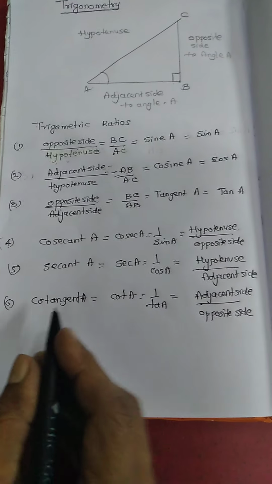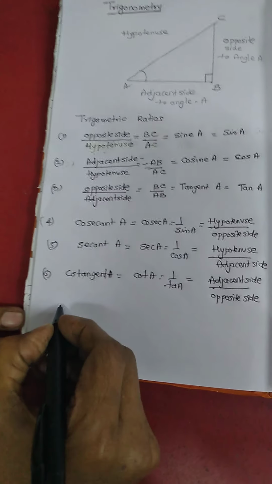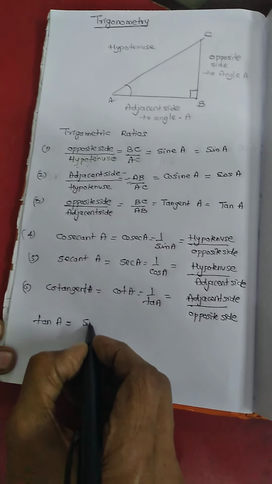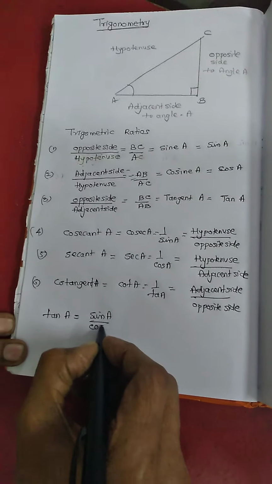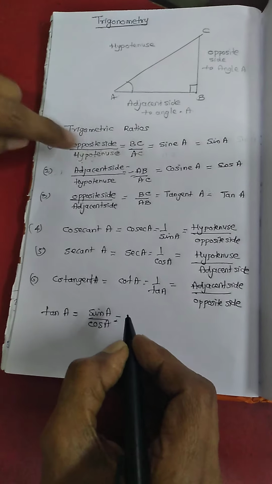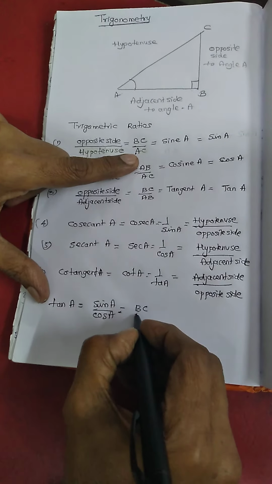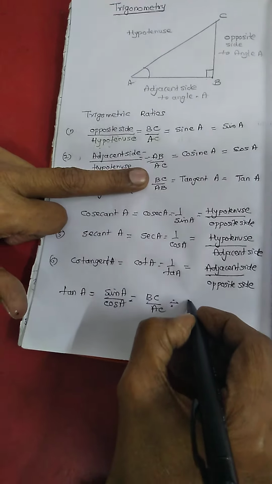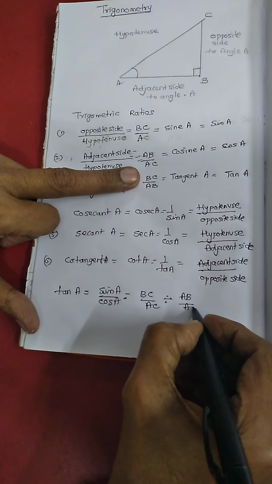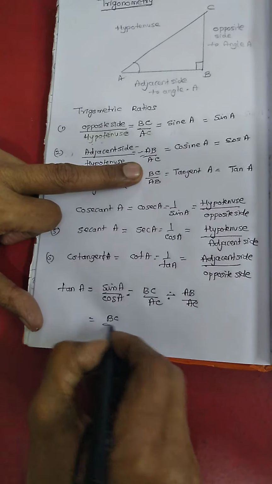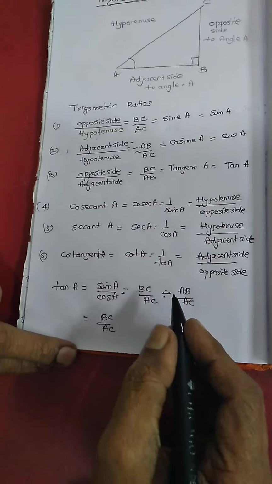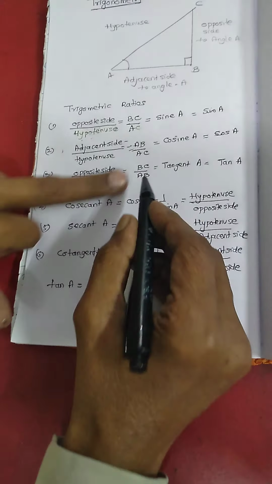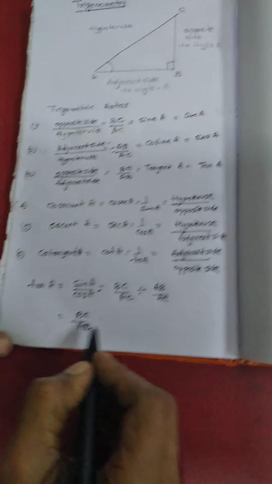We can also see from this that tan A is sin A by cos A. How? What is sin A? Sin A is BC by AC, divided by cos A, which is AB by AC. So this is nothing but BC by AB. So BC by AB is the tan A.